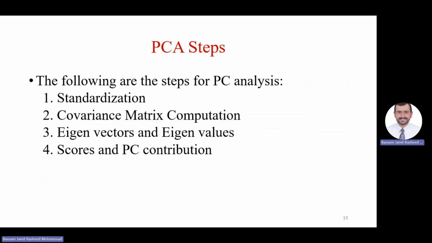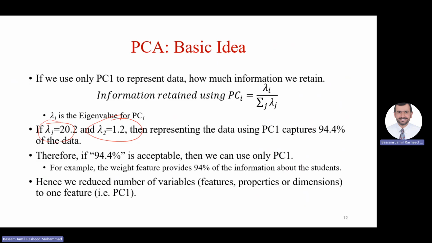Once we did this math, we realized that we have a first eigenvalue of 20.2 and a second eigenvalue of 1.2. That means what? If I want to compute how much information I can retain by just using the first component, that is very easy. Divide the eigenvalue of the principal component over the total eigenvalues. So if I just use the first principal component, I will divide 20.2 over 20.2 plus 1.2, that comes to 94.4, which means if I just use the first principal component, which is the best fit, the dotted dash line, I will have 94.4% of the information. That's what we stated last time.